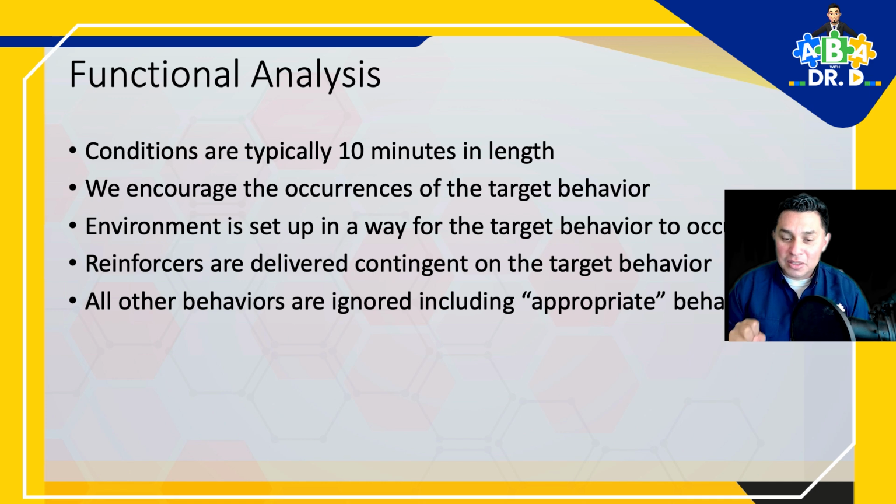We are assessing the particular target behavior to see in which condition the behavior is more likely to occur. After doing all of that, we will be able to match the target behavior to its adequate function and then treat it successfully, because at the end of the day, that is the focus. We want a function-based treatment for the target behaviors. The environment is set up in a way for the target behavior to occur, so we create opportunity scenarios that will hopefully lead to those problem behaviors. Reinforcers are delivered contingent on the target behavior. As soon as a problem behavior occurs, we deliver whatever specific type of reinforcement is available for that particular function. All other behaviors are ignored, including appropriate behavior. So once again, the focus here is the target behavior.